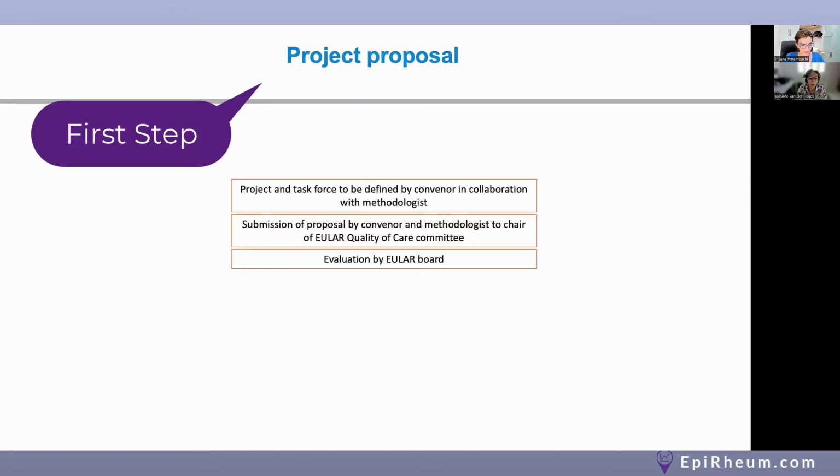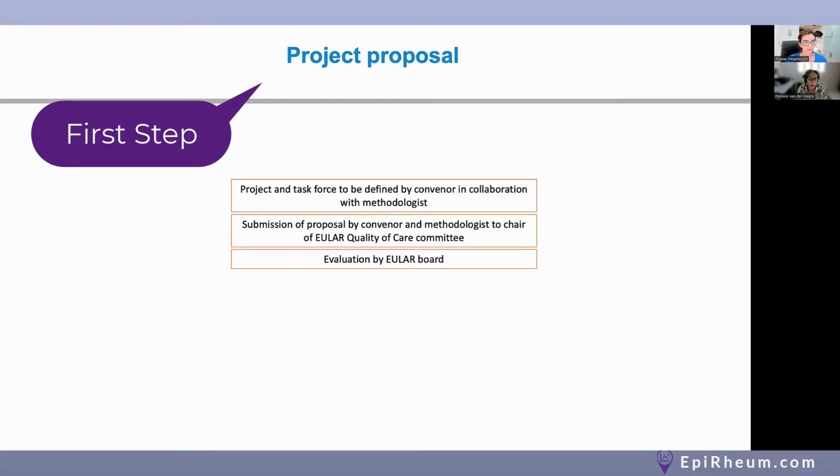First, you start with a project proposal. You define the project and a task force, and that's done by a convener and a methodologist. The convener is the person who has the idea and wants to run the project. A methodologist is a person who knows about the process, how it should be done, and this person should be endorsed by EULAR. So if you have an idea, then first look at the EULAR website for the approved list of methodologists. Then you submit that proposal to the chair of the EULAR Quality of Care Committee.